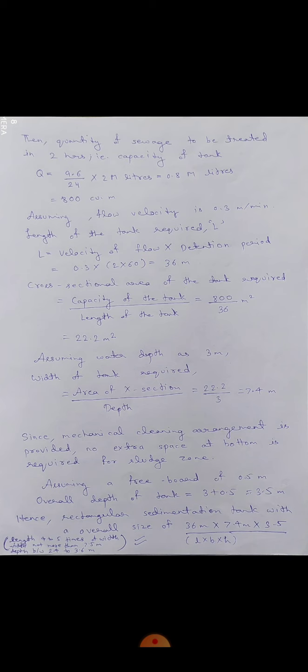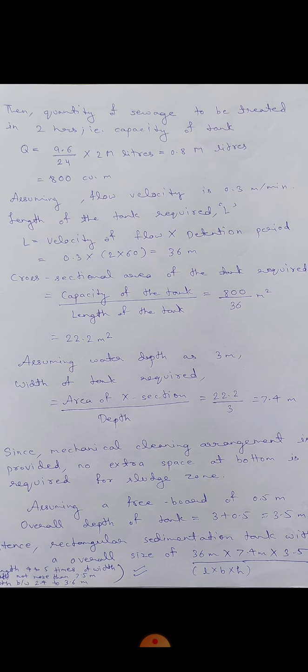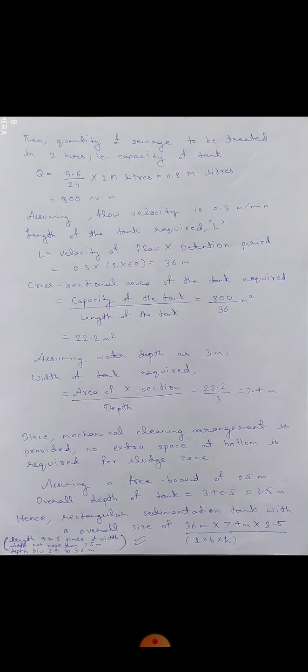Now we have to calculate the quantity of sewage to be treated in 2 hours, meaning how much water will be treated in 2 hours. So we will calculate the capacity of the tank. How will we calculate? Q is equal to 9.6, which has come in the previous step, 9.6 upon 24 into 2 million liters. So the value comes to 0.8 million liters or 800 cubic meters. So this is the capacity of the tank, in which 800 cubic meters of water will undergo sedimentation in the detention time of 2 hours.